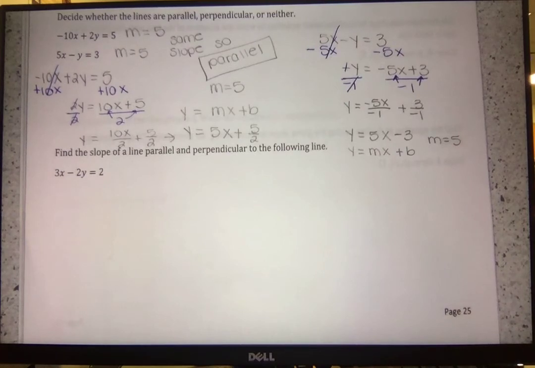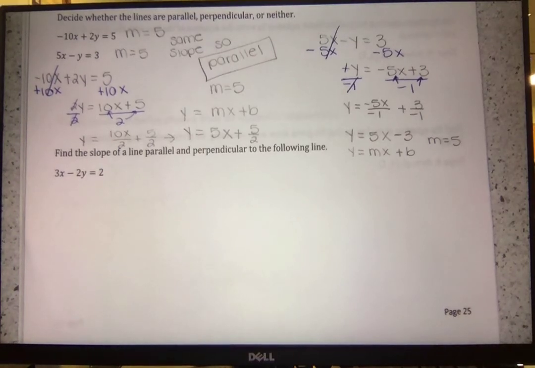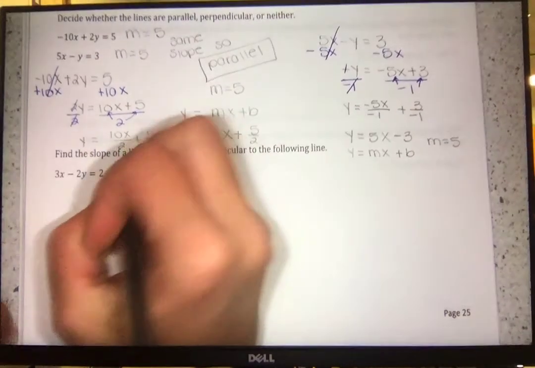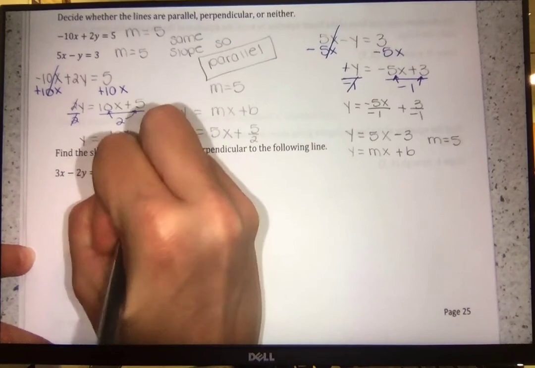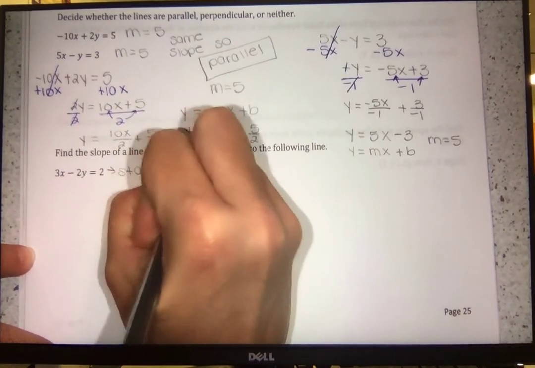So I want to get y by itself. So what should I do? Subtract the 3x. Good, thank you. Subtract 3x from both sides. So we're left with -2y equals -3x plus 2. Last but not least, to get y by itself, divide by -2. Awesome, thank you. We're dividing the left whole side by -2. That means the right whole side is being divided by -2. So both terms are being divided by -2.